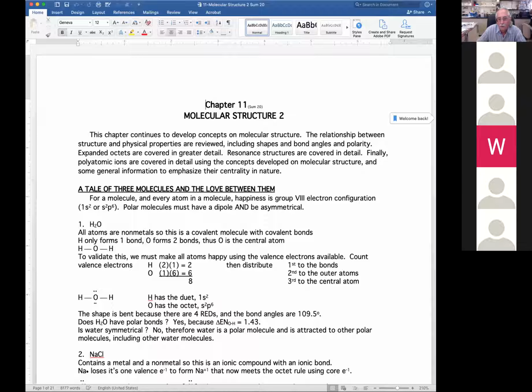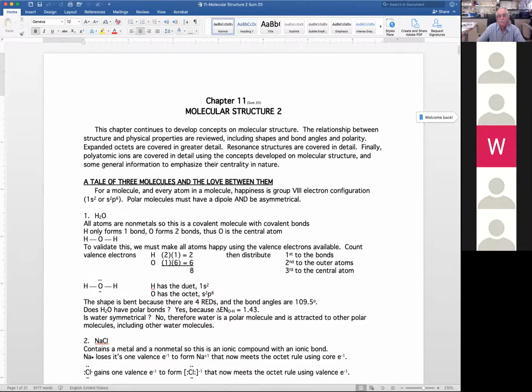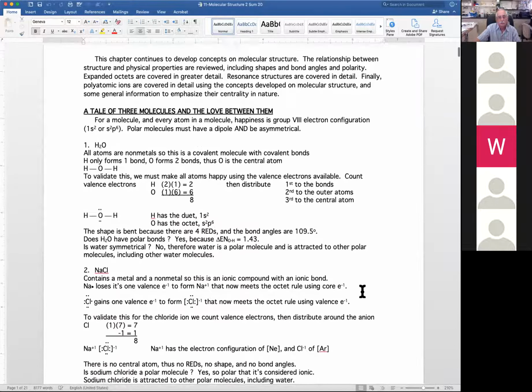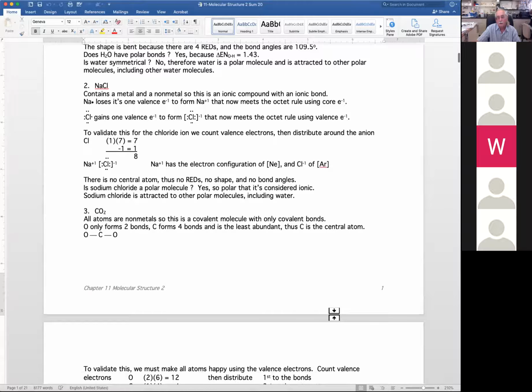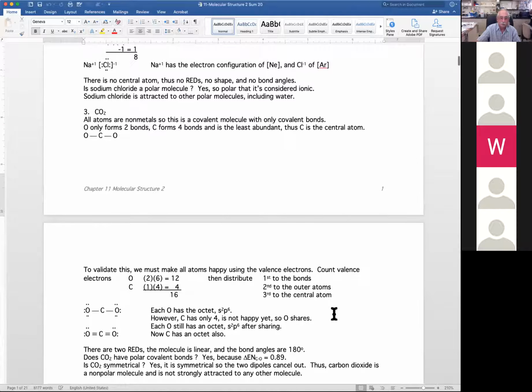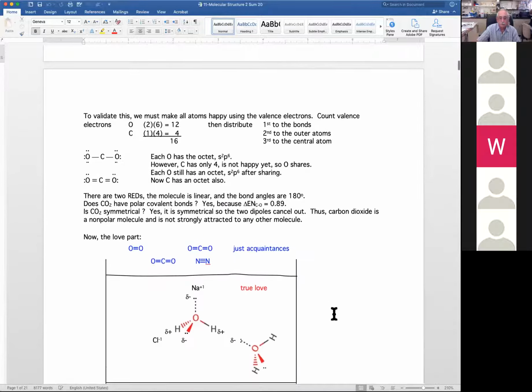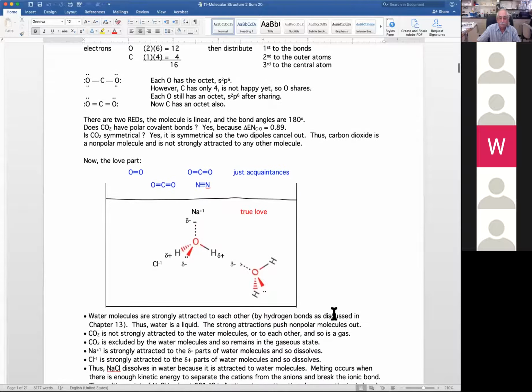Okay, so a lot of this was just review. This is essentially a review right here. Again, showing you how the world, the way we exist, exists because of attractive forces. And we're able to predict this with the theories that we learned in chapter 10.